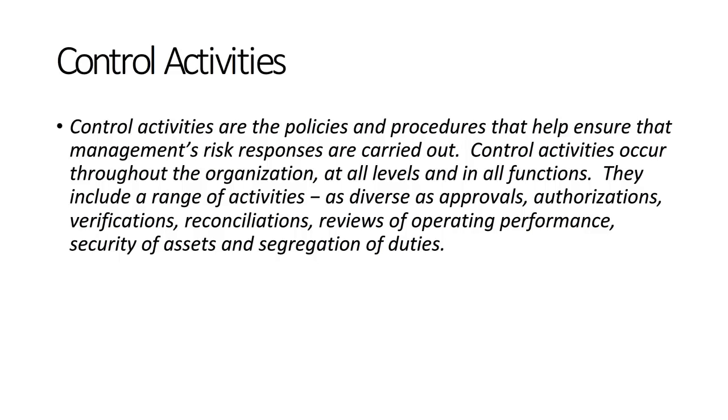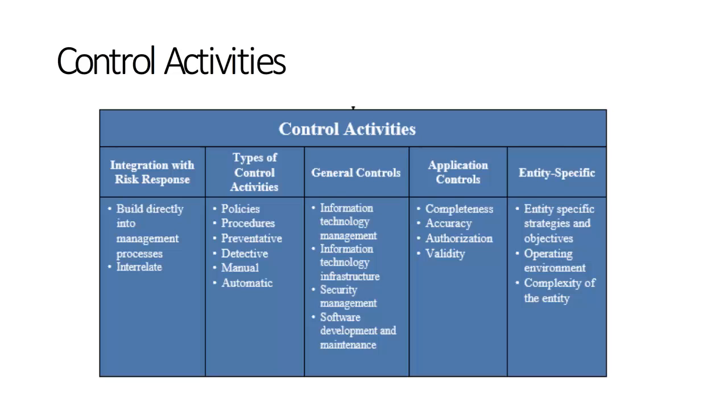Control activities refer to the activities required to implement a risk response. COSO describes this element as follows. Control activities are the policies and procedures that help ensure that management's risk responses are carried out. Control activities occur throughout the organization at all levels and in all functions. They include a range of activities as diverse as approvals, authorizations, verifications, reconciliations, reviews of operating performance, security of assets, and segregation of duties. COSO provides a control activities summary.